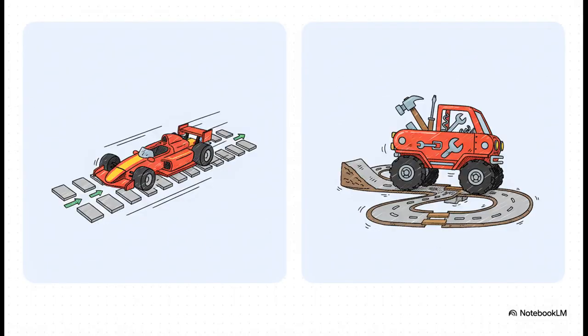Now, what's interesting is that not all CPUs think the same way. There are basically two big design philosophies. On one hand, you have RISC processors. Think of them like a race car. They do a few simple things, like add or load, but they do them extremely fast.